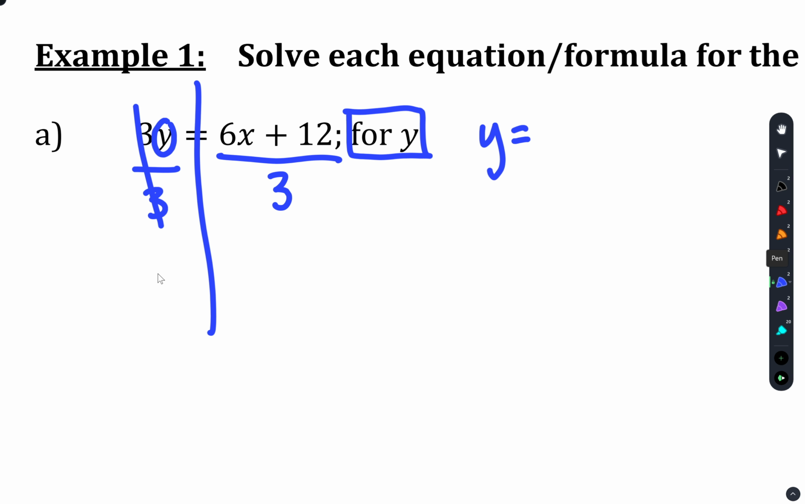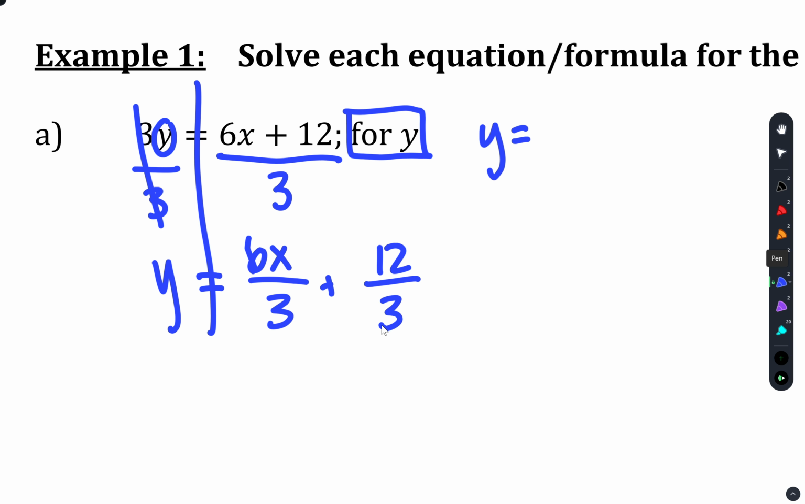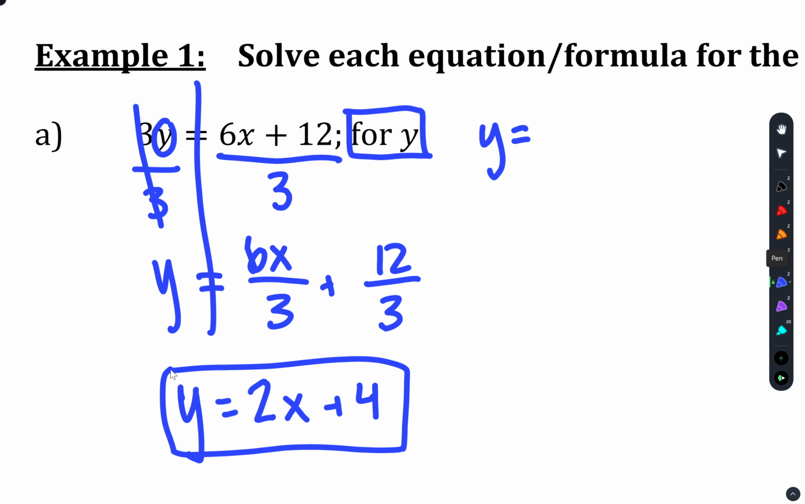3 divided by 3 cancels out. I'm left with y. Now on the right side, we have to be careful because this might be a little bit different. There are two separate terms that are being divided by 3. I have 6x divided by 3, and I have 12 divided by 3. We have to make sure that in our final answer, we have divided all the terms by 3. So this should be 2x plus 4. Any questions on that? Essentially the same stuff that we've been doing.